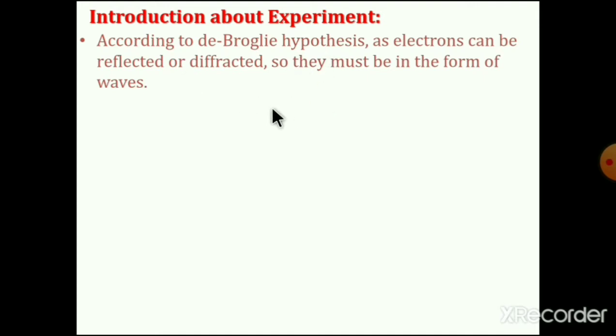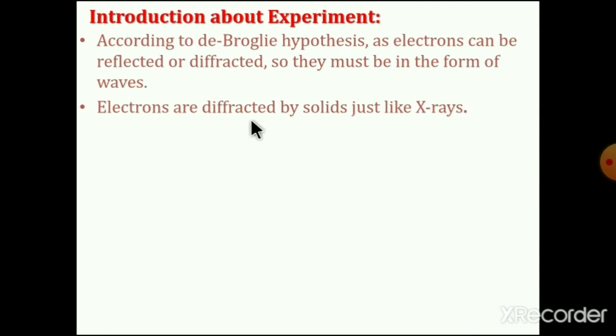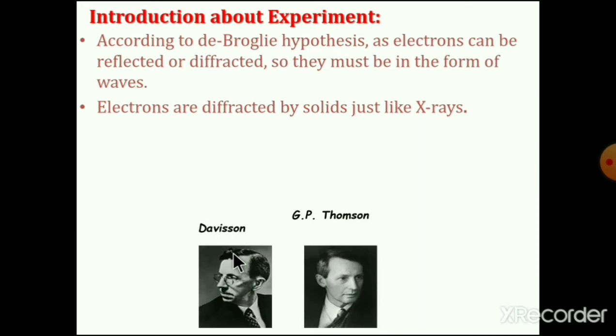For example, reflection, refraction, diffraction, interference. Here the electrons are diffracted by the solid just like X-rays, and therefore electrons satisfy wave nature, and that concept was explained by de Broglie. The first experimental evidence of the matter wave was given by Davisson and Germer in 1927, and in the same year by G.P. Thomson in England.